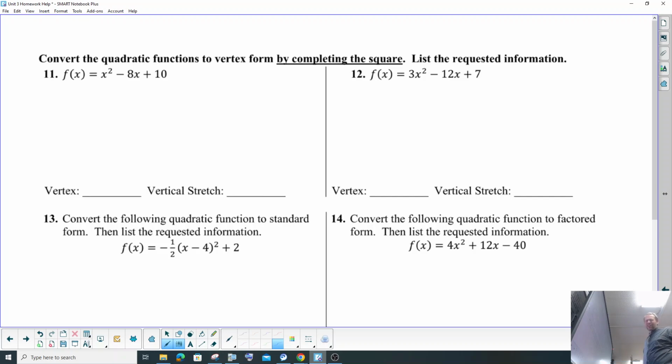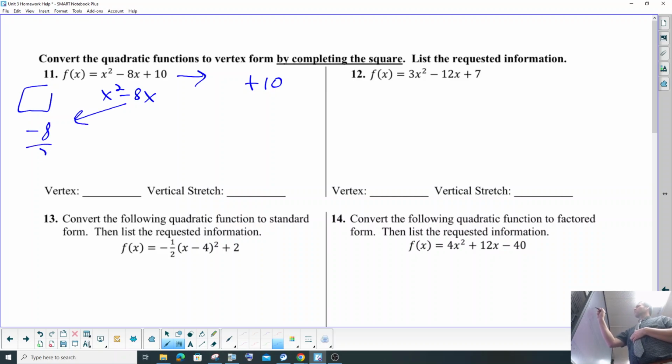How do we complete the square? Do you remember how? We send the 10 way over here, and then we have x squared minus 8x. So we have a square and we need to complete it. X squared minus 8x plus 10 is not factorable. It factors into 2 and 5, and that doesn't add up to 8. But if we take the b, divide by 2 and square it, that'll make it factorable. So we take the negative 8, divide by 2, and square it. That's the formula: divide by 2 and square it.